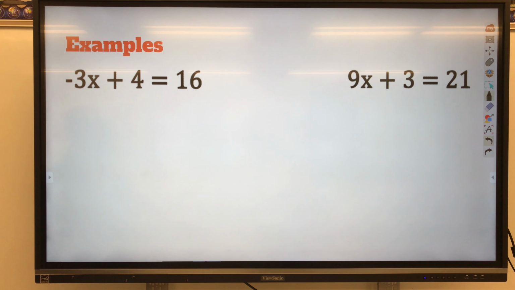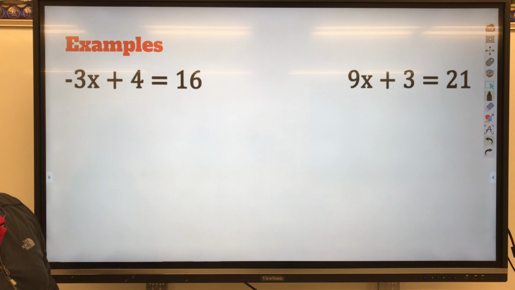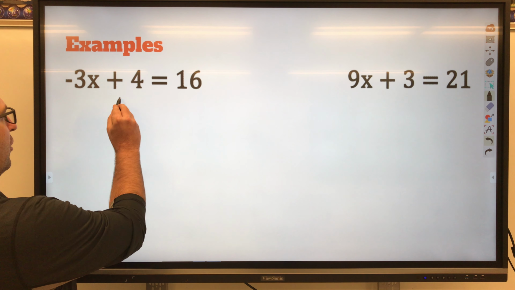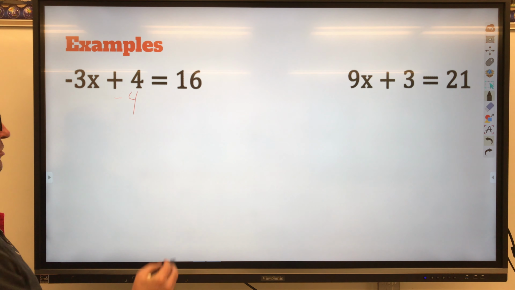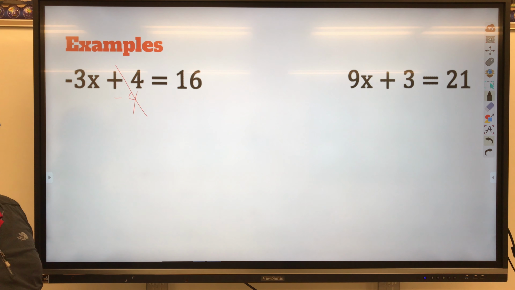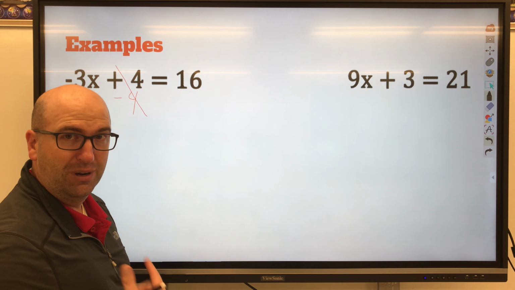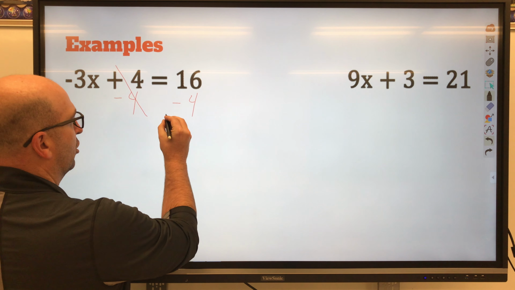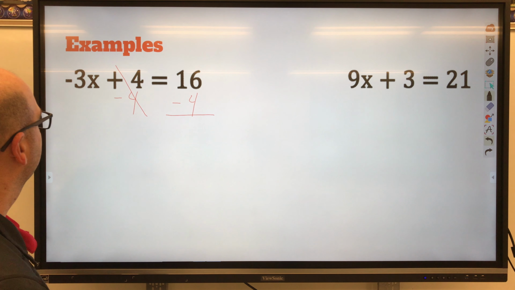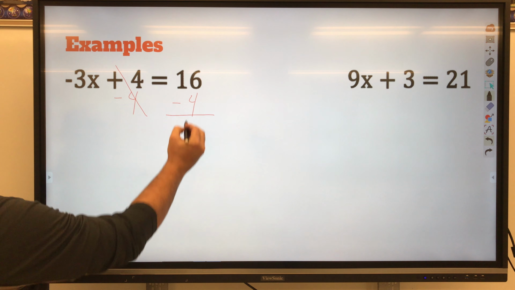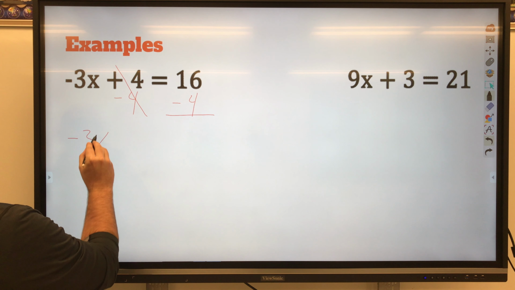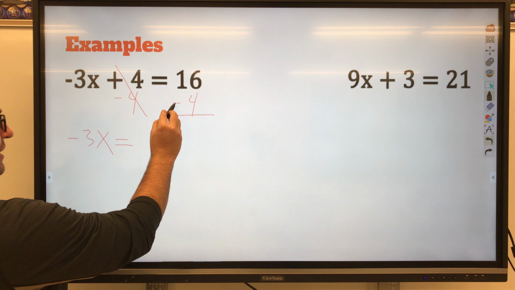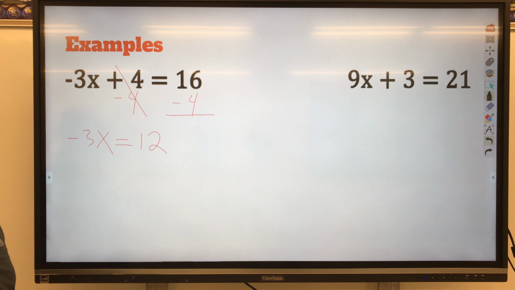-3x plus 4 equals 16. I said to start with the addition or subtraction. That'll leave the variable here. I have a plus 4. The inverse is subtraction, so I subtract 4. That eliminates it. What I do to one side, I must do to the other side. So I need to balance the equation by subtracting 4 over here. Draw my equal sign. Bring everything down that I haven't used yet. My -3x, my equal sign. And then I can solve this part. 16 minus 4 is 12.